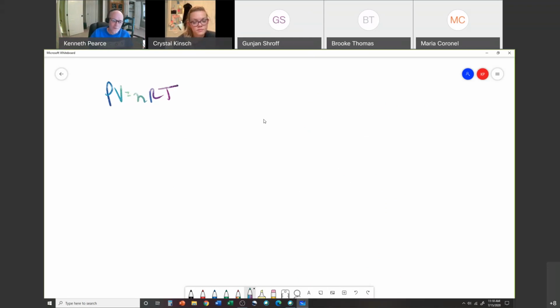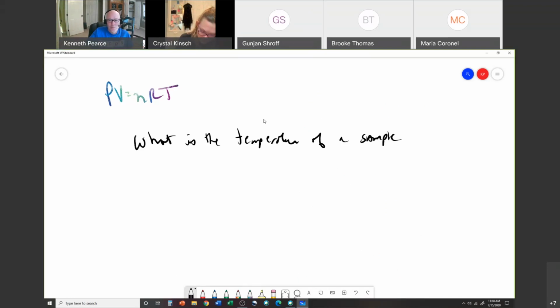And so we might have something that looks like this. What is the temperature of a sample of nitrogen gas?